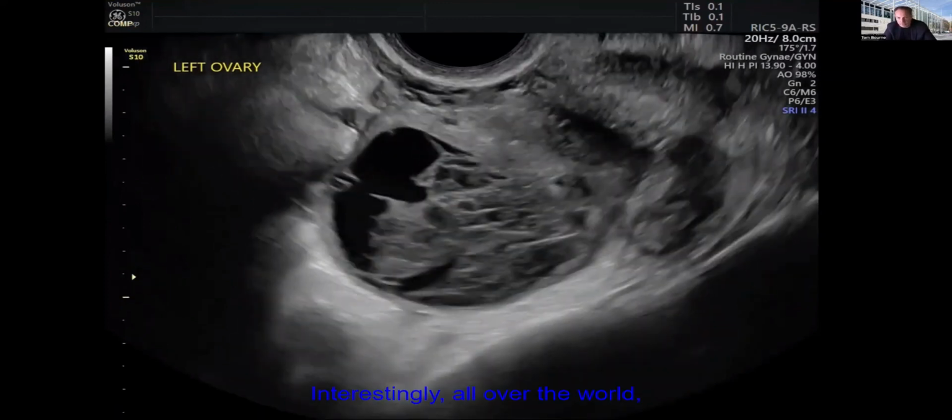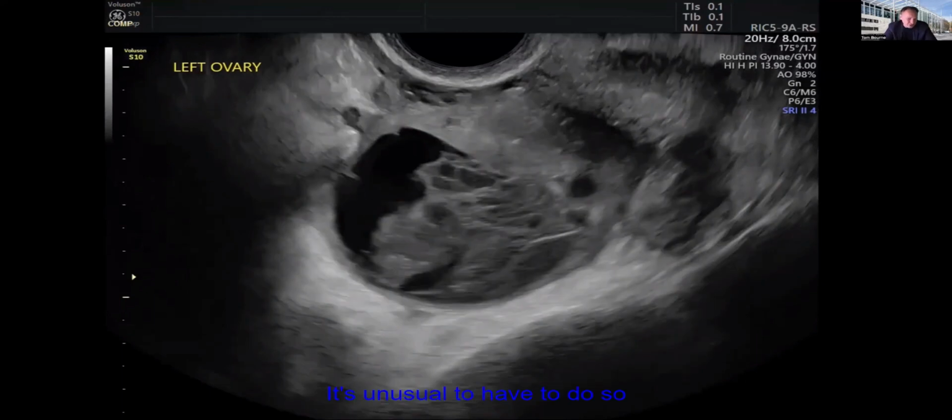But interestingly, all over the world, people operate on these. It's unusual to have to do so unless someone's in really acute pain. And we do nothing about hemorrhagic cysts, even if they're up to 10 centimeters or so, because we know that even if they're quite big, they're going to go away without the need for intervention. You can also have follicular cysts, of course, which have no hemorrhage, and the same applies to that.